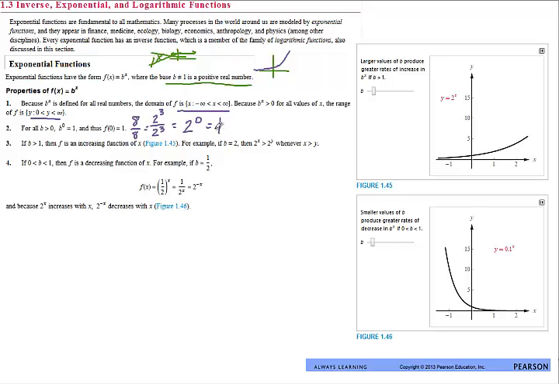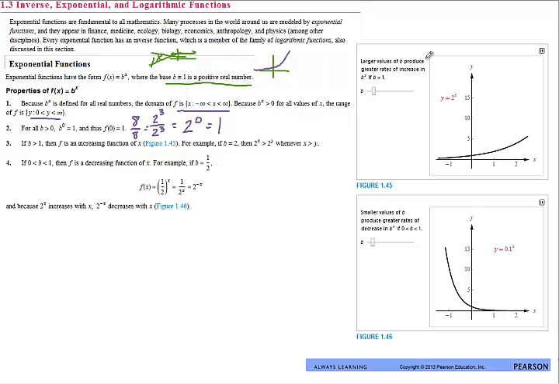So I'm going to go ahead and define these bases raised to the 0 power, as long as it's a positive real number, to be 1. Now I'm not extending that to all numbers, just positive real numbers as my base. I'm going to say that raised to the 0 power is 1.